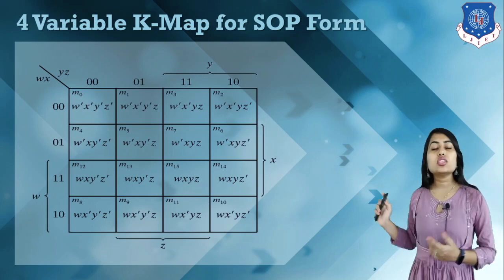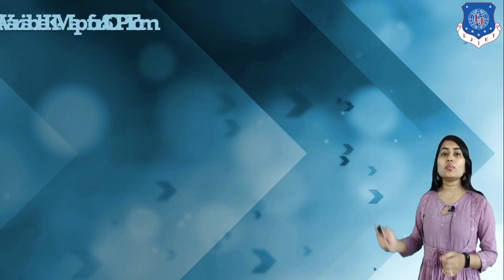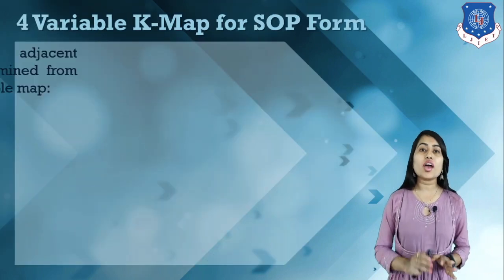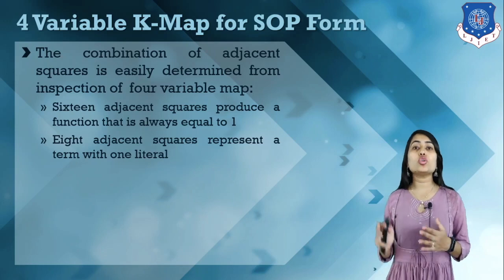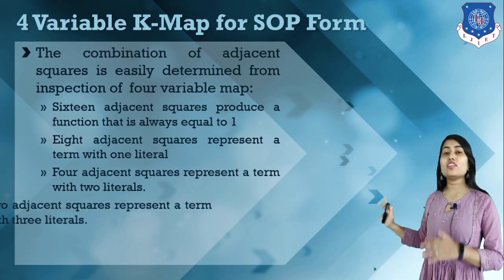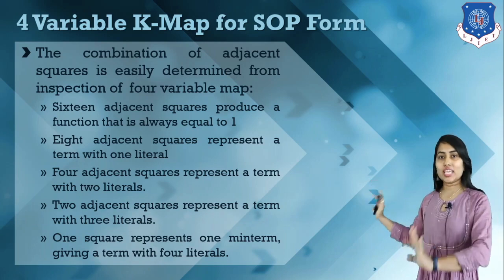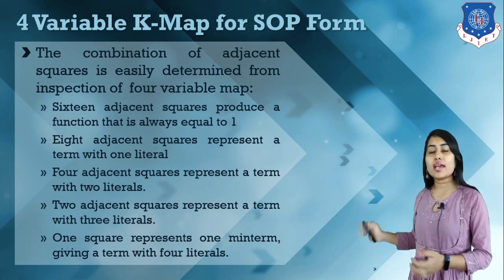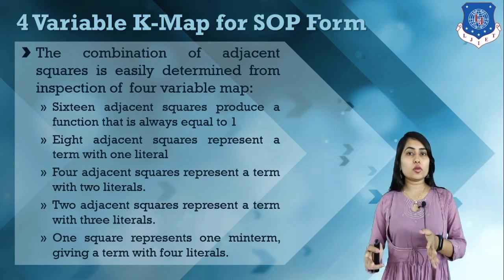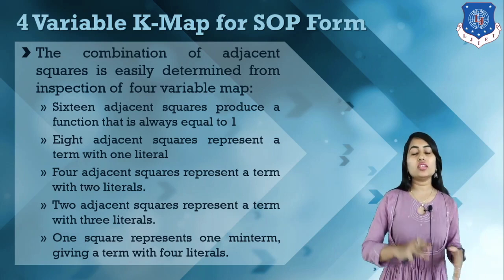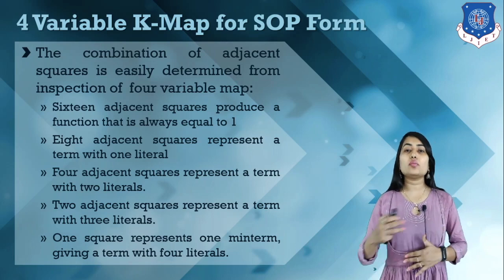Okay, so this is our 4 variable K map. Now in this 4 variable K map we can simplify our logical functions by combining the terms. Here it is necessary that first we have to try to make a group of 16. If it is not possible, then make a group of 8, then make a group of 4, and then make a group of 2, and then make a group of 1.